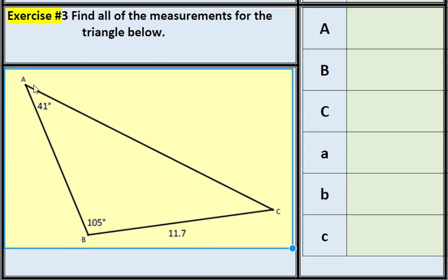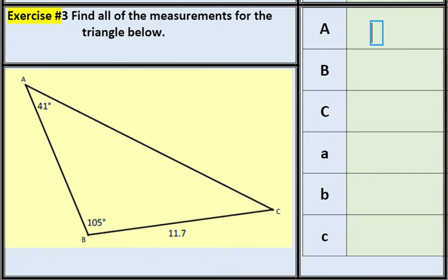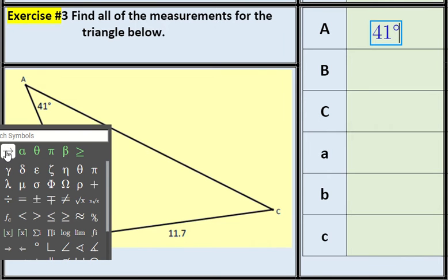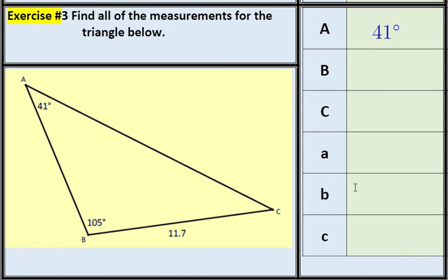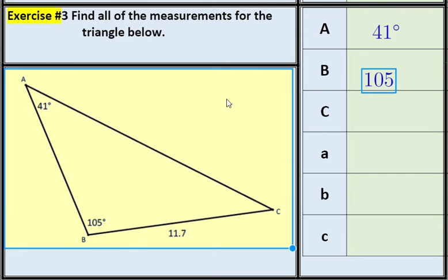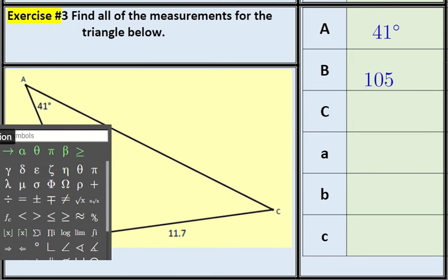So if I look over here, angle A is 41 degrees. No work required. I just type in 41 and then I go find my degree symbol, 41 degrees. Angle B is 105 degrees, 105 followed by the degree symbol, 105 degrees.